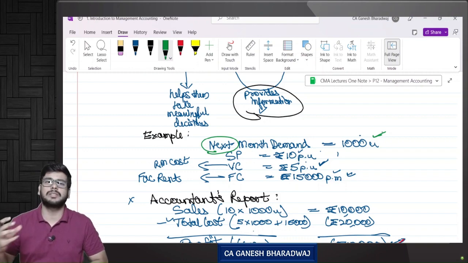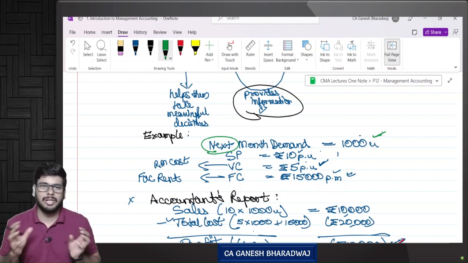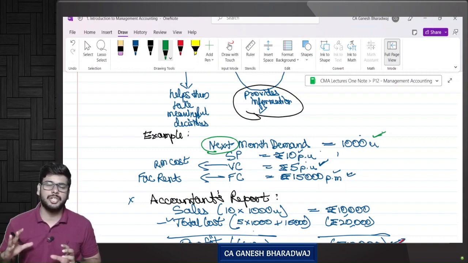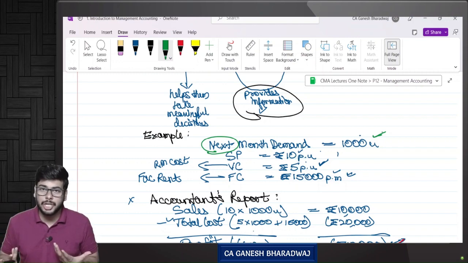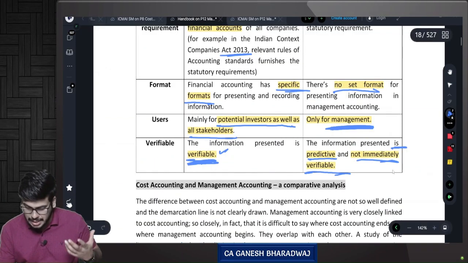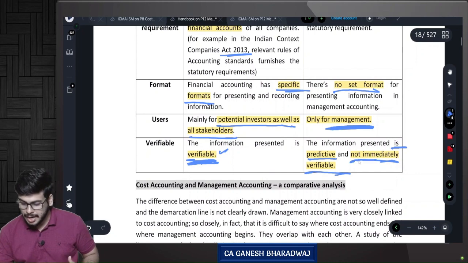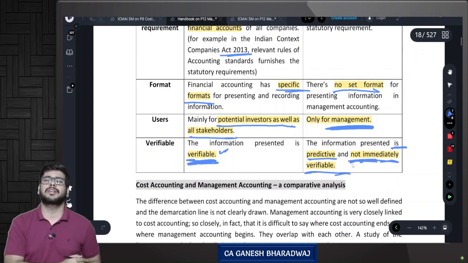Generally, during this month, what could have been the demand, based on the past 5 years? I would have analyzed, and I would also have adjusted for the COVID issue and all that, and arrived at a prediction. So this cannot be immediately verified. This is predictive and it cannot be immediately verifiable. Are you clear with this?